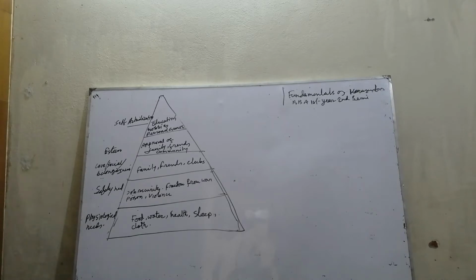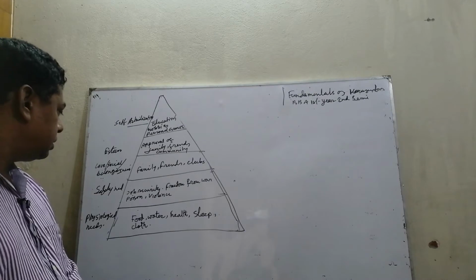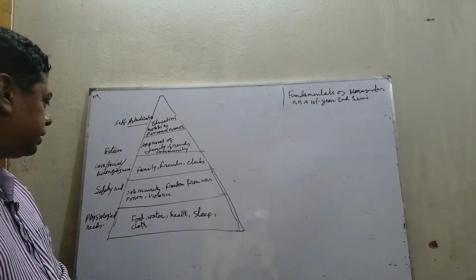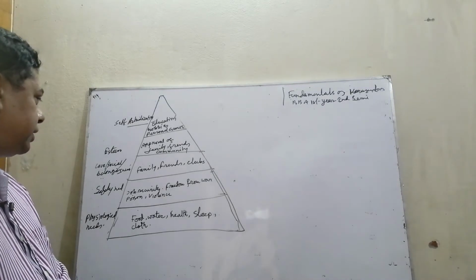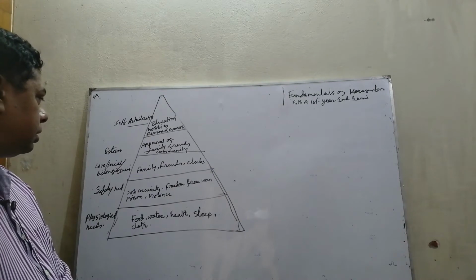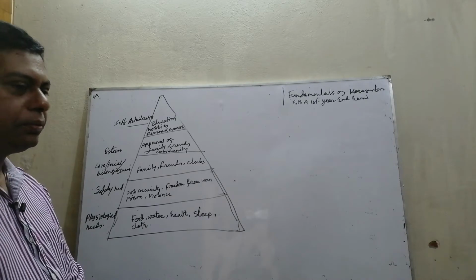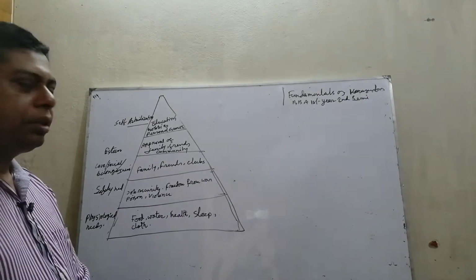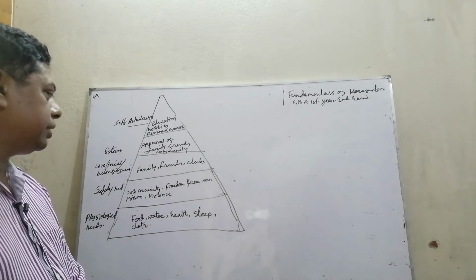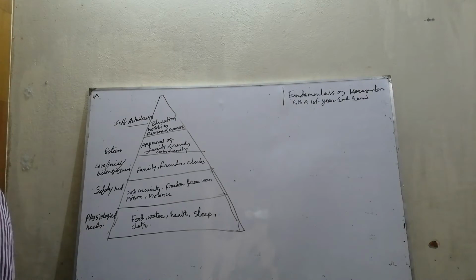And the first one, physiological needs. And the second stage, safety needs. And the third stage, love, social belongingness stage or needs. And the fourth, esteem needs. And the fifth, self-actualization needs. These are the 5 categories of needs that define the Maslow need hierarchy theory.